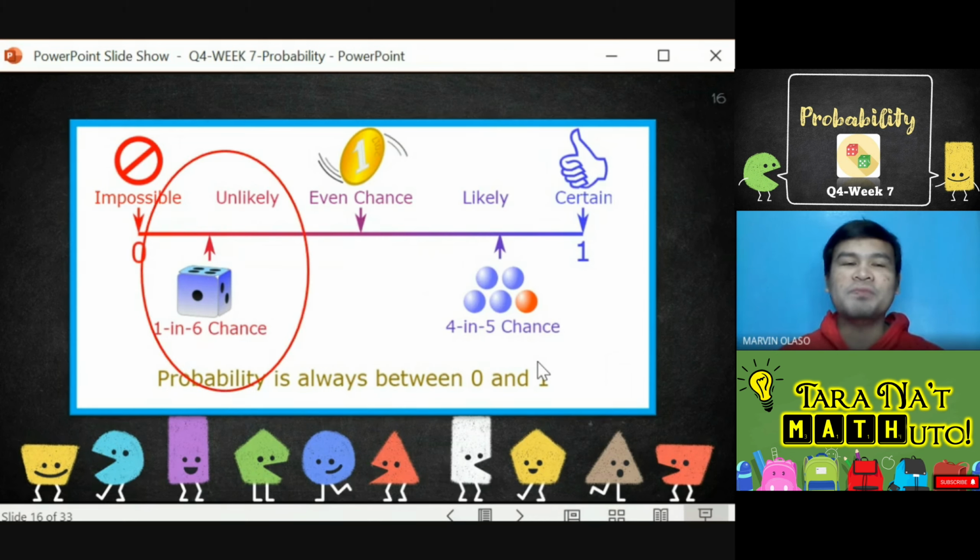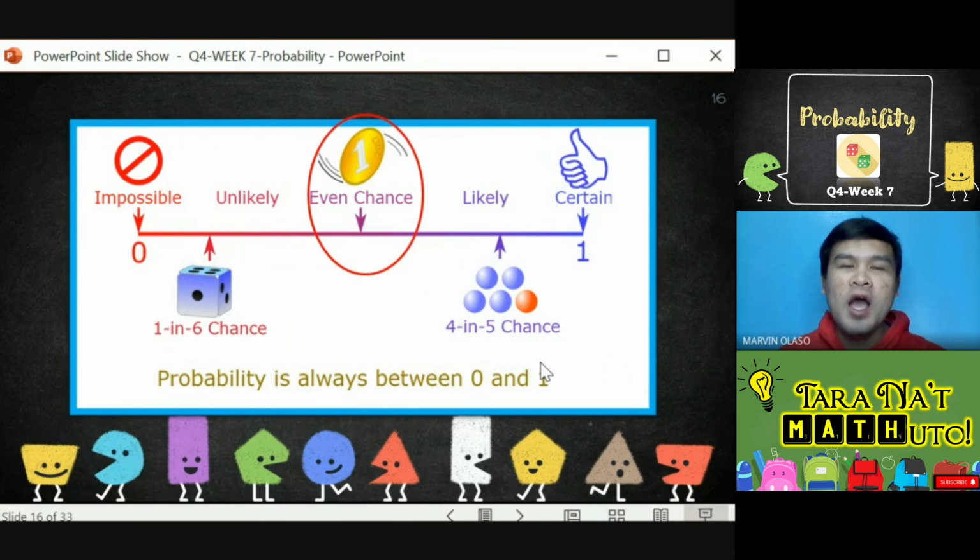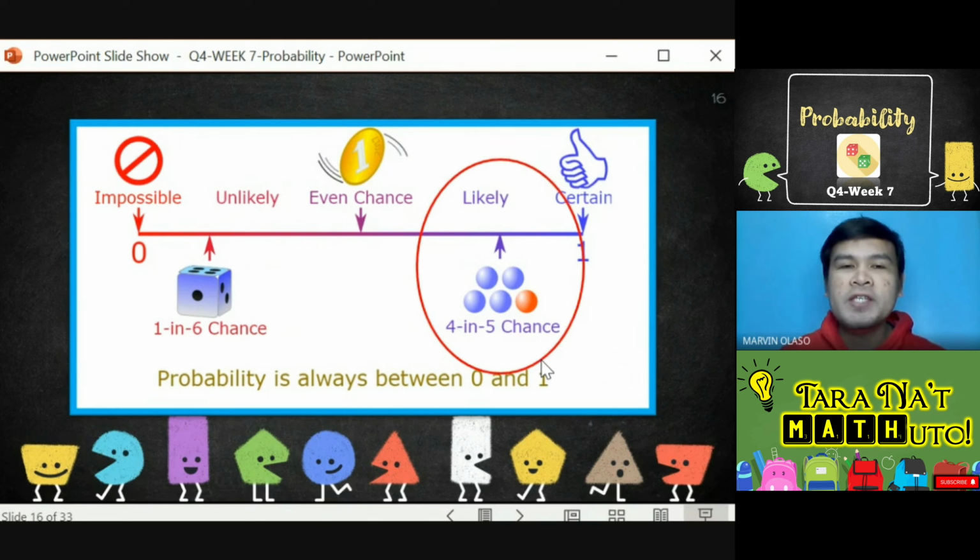Let's continue. Yan yung ating unlikely. Ayan yung ating even chance or 50%. Ito yung more than 50%. Ibig sabihin, mas maraming chance na maging possible. So that is a likely.